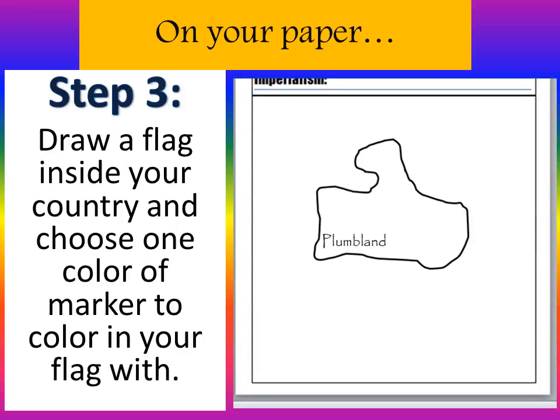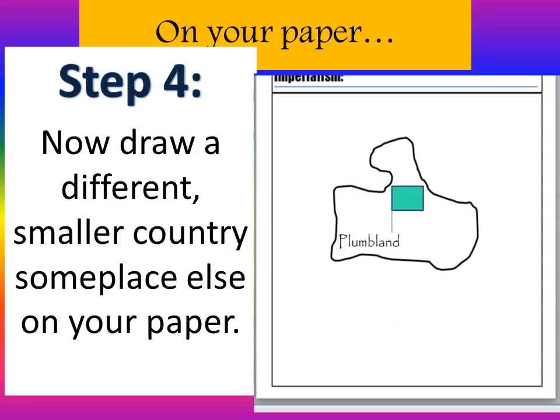Step 3. Draw a flag inside your country and choose one color of marker to color in your flag with. Now, don't make this too complicated. It can be really simple. You're going to draw it inside, and it can just be a square with a little stem attached to it. And you're going to choose one color of marker to color in the flag. I chose green, so I have to stick with green for the rest of the steps. So whatever, if you choose pink, you stick with pink. If you choose orange, you stick with orange the rest of the time. Okay? Okay, moving on to step 4.